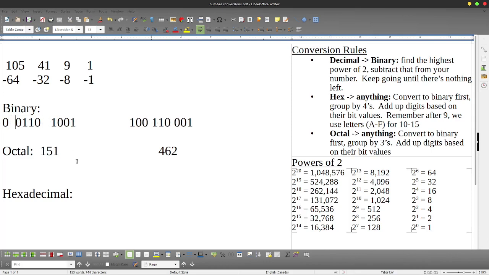Fill in leading zeros if you need to, and we assign the values 1, 2, 4, and 8 to each group of 4. So that's 1, 2, 4, 8. That's going to be 9. And this is 1, 2, 4, and 8. So that 2 plus 4 is 6. So that's going to be 69 in hexadecimal.